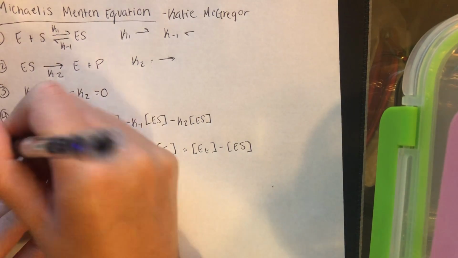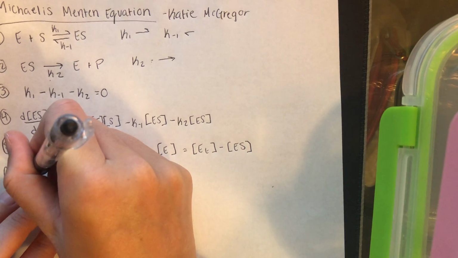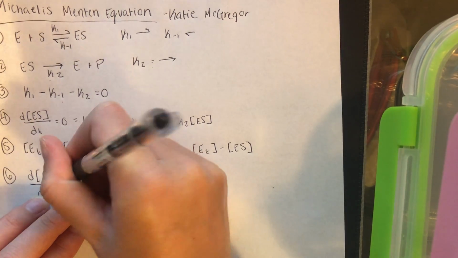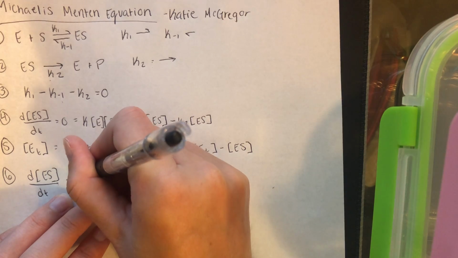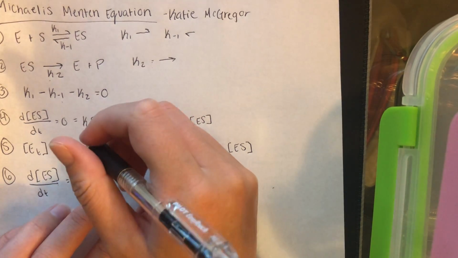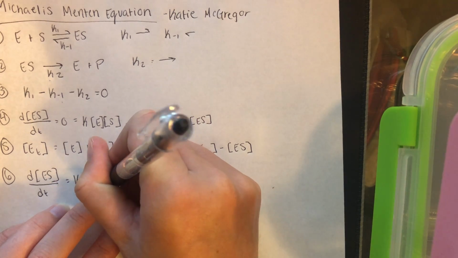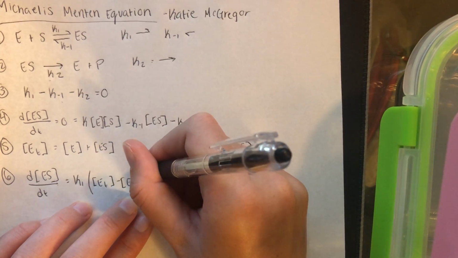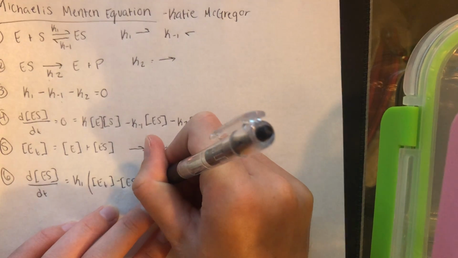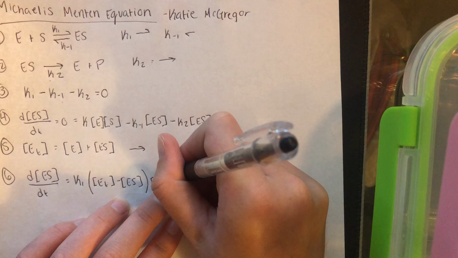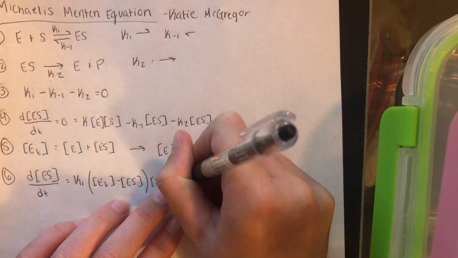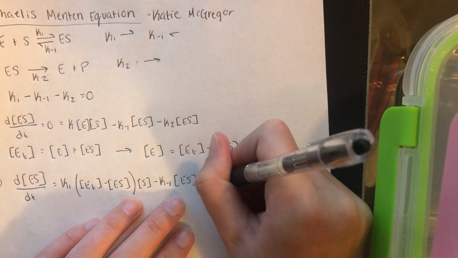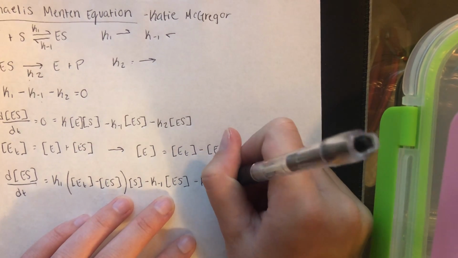So this we can write now as the instantaneous rate of change of ES over dt equals K1, and I'm just substituting these values in of enzyme total minus the concentration of ES times concentration of substrate minus K negative 1 times the concentration of ES minus K2 concentration ES.